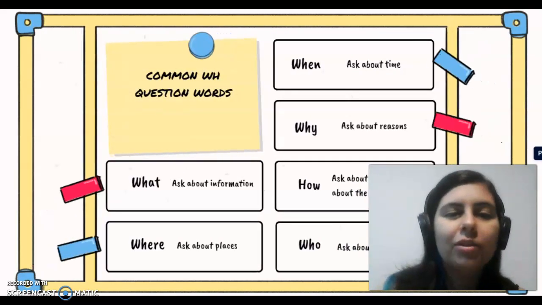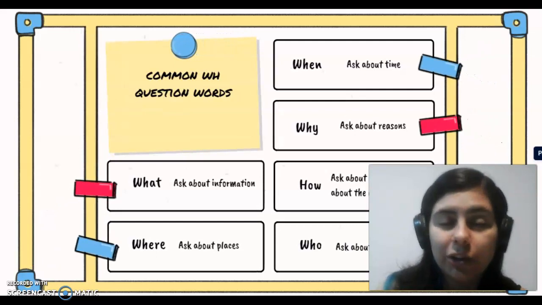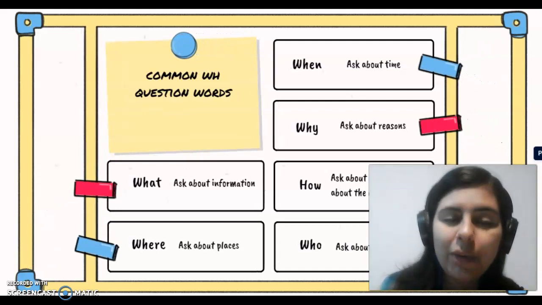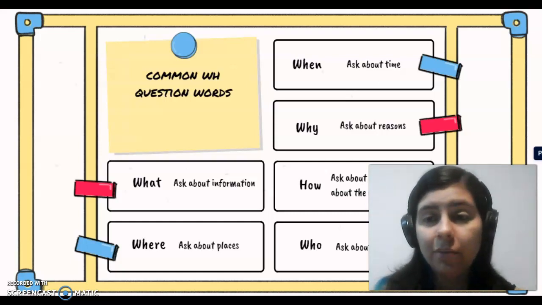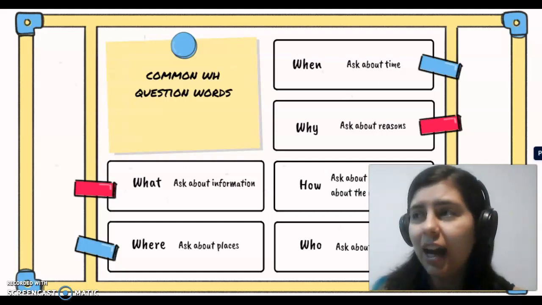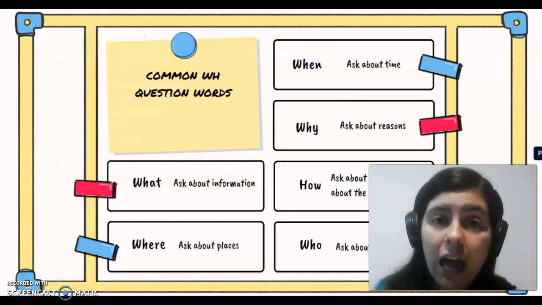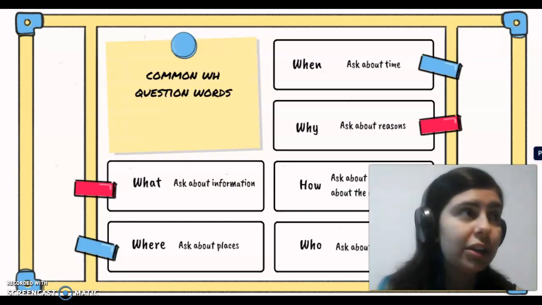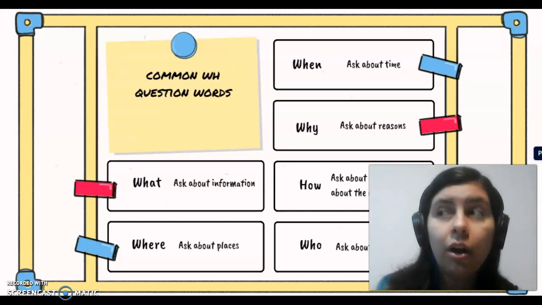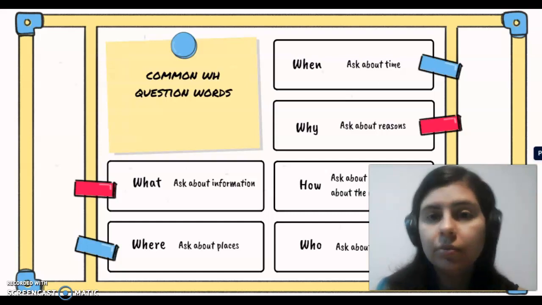Let's go over now some of the common WH question words that we already know. We have what, to ask about information. What is your name? What color is that? What colors do you have? Where, to ask about places, like where is the library? Or where do we meet? Or where have you been?